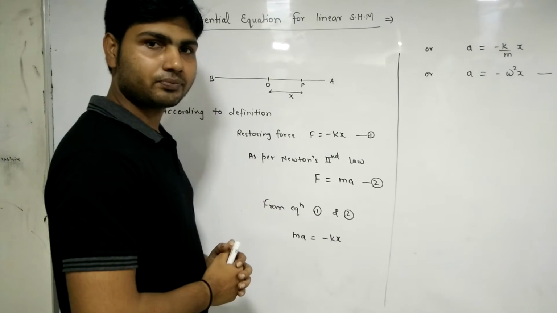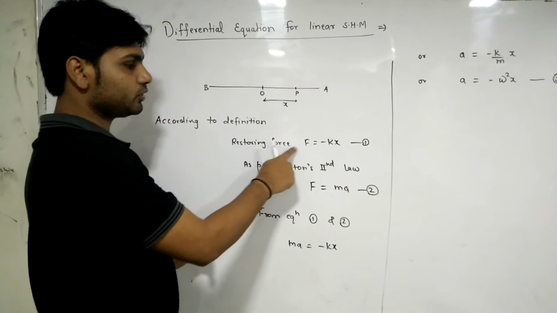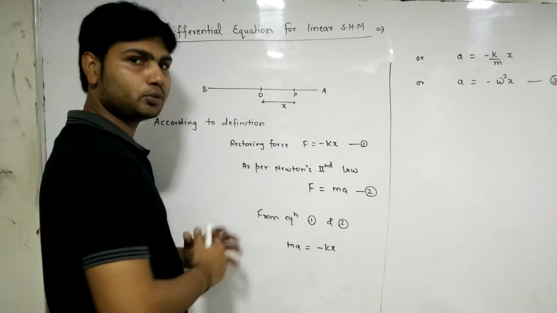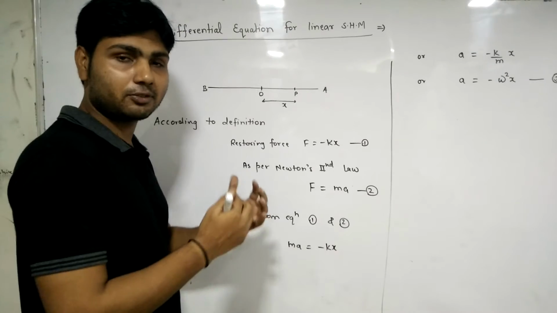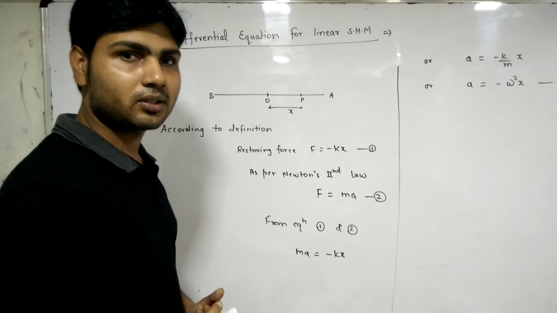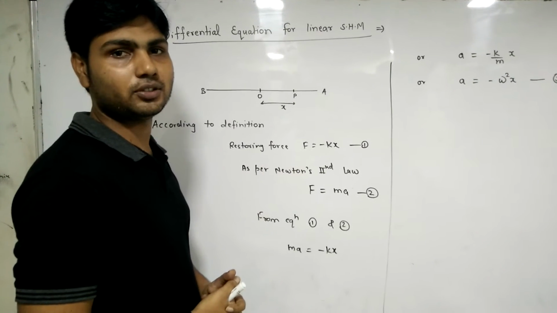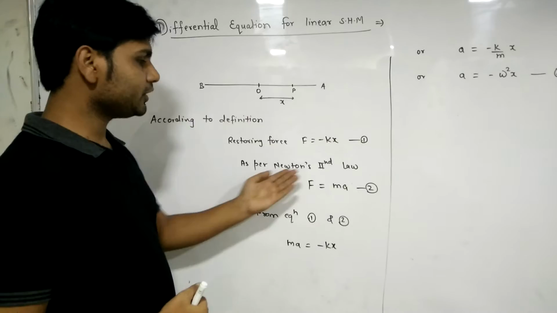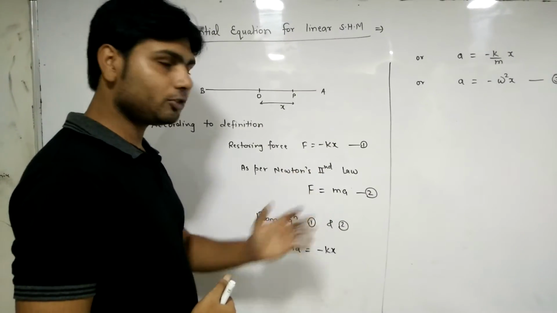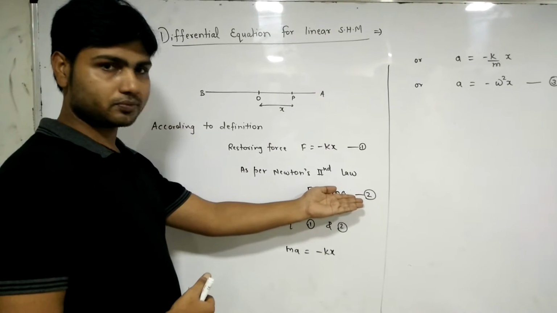position O. So according to the definition of the linear SHM, restoring force F is equal to minus k into x, equation number 1, where k is a force constant whose unit is Newton per meter and dimension is L raised to 0, M raised to 1 and T raised to minus 2. As per Newton's second law, force F equals mass into acceleration. This is equation number 2.